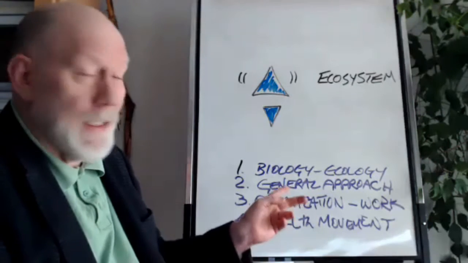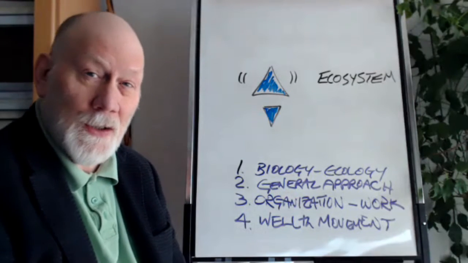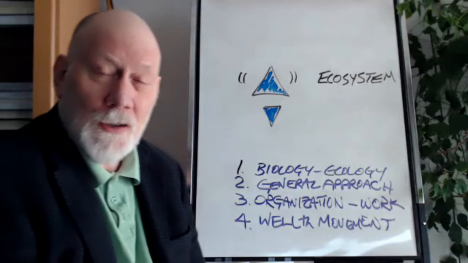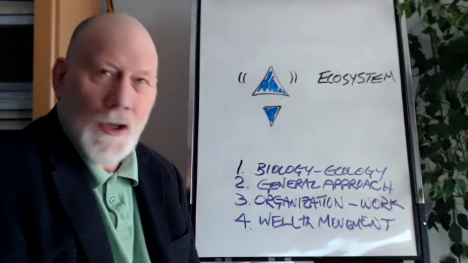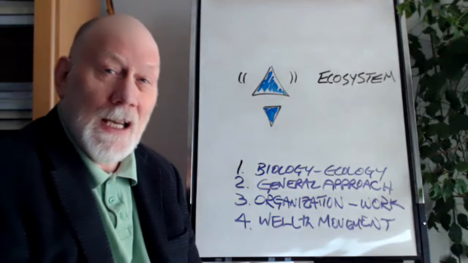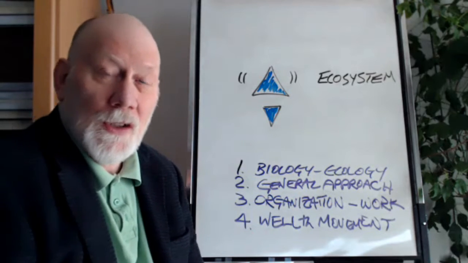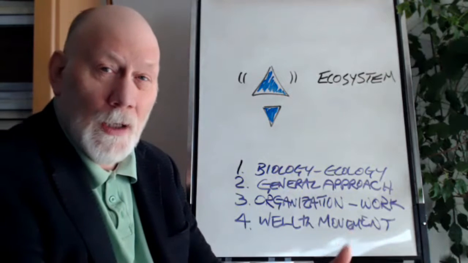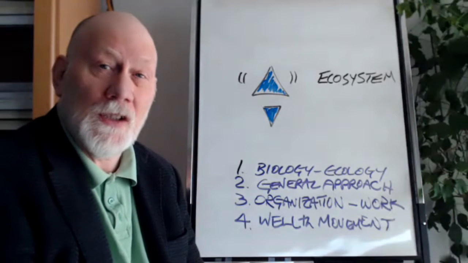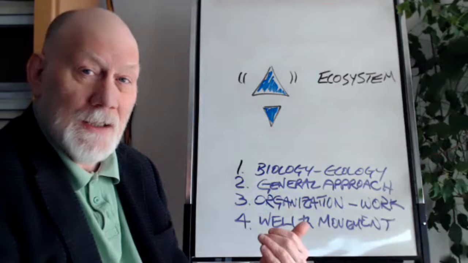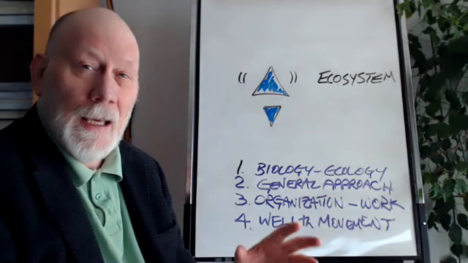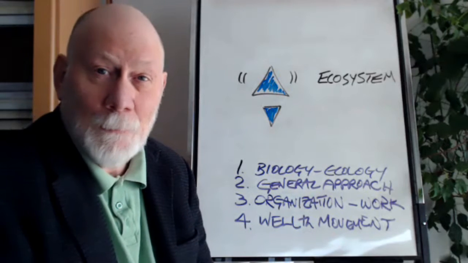And there's going to be 4 ecosystems that we're going to take into consideration. The first one is the biology-ecology version. Another is a general approach that I use in my work. And then I'm going to give a couple of examples, one in particular, which is to do with the organization of work, one that I have used when I have done organization culture, workplace culture work. And then the last one I'm going to take a look at is the notion of WELLth movement as an ecosystem and what are the components that make that up.